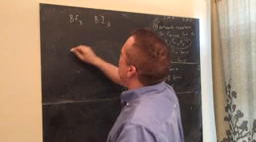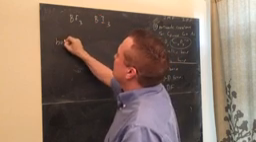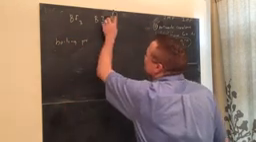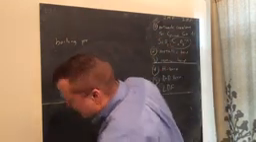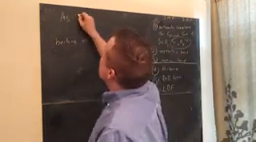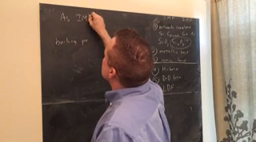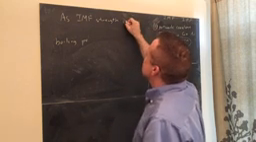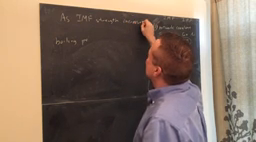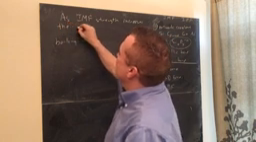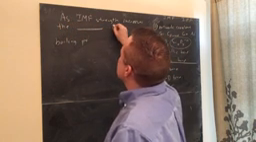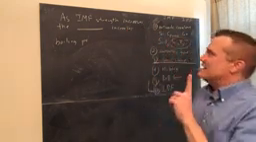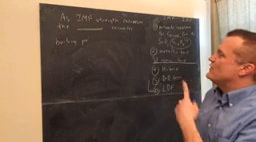Oh, and I need to say one more thing. Boiling point. Okay, in fact, let me write a little statement here. As the intermolecular force strength increases, the blank increases. Now, what can I fill into that blank? As IMFs go up, what else goes up?